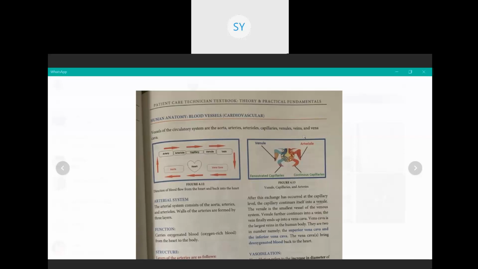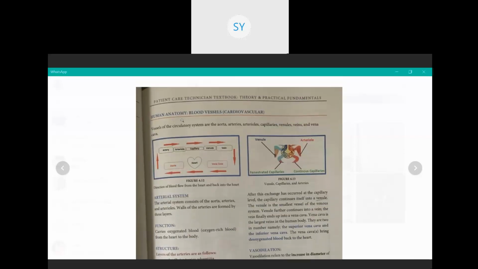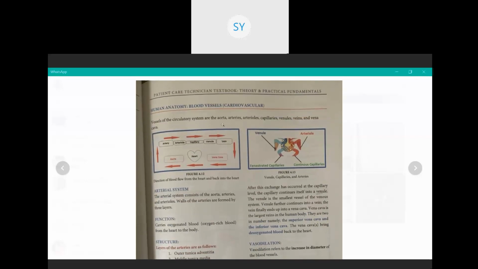So vessels of the circulatory system are the aorta. So guys, if there is a question, the biggest artery in our body, then remember that is called aorta. And what is the biggest vein in our body? That is the vena cava. That is the biggest one.